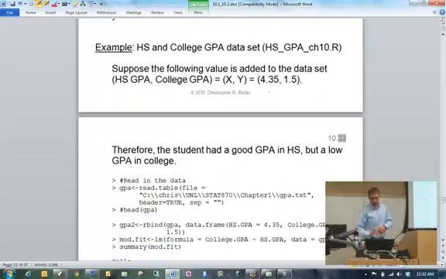Okay, let's take a look at an example. This is with the high school and college GPA data set again. I think this is a good example. We had 20 observations, but let's say that we added a 21st. We had a student who did very, very well in high school, took the advanced placement classes, got a GPA of 4.35. Then when they went to college, they decided to party all the time, and their college GPA, not good, 1.5. Well, what happens to our model if this observation is added?